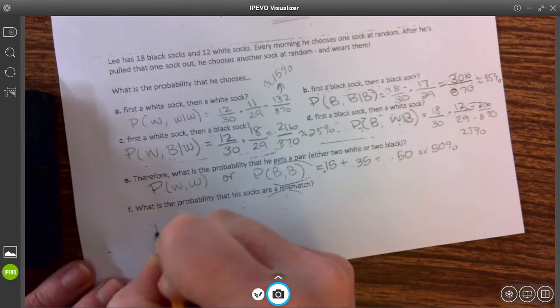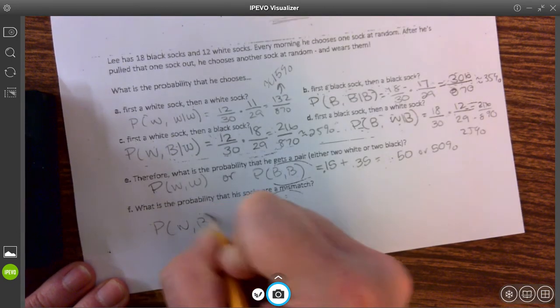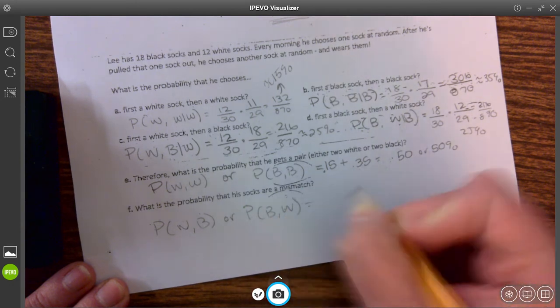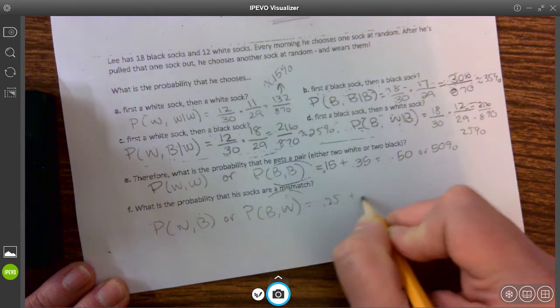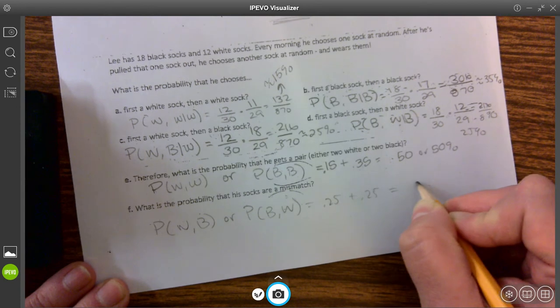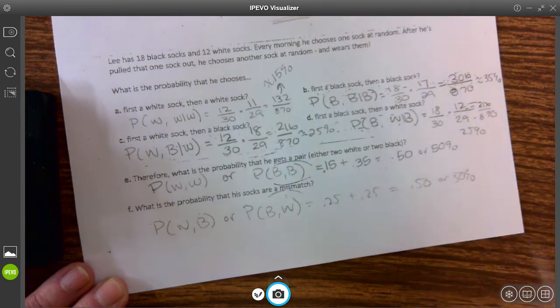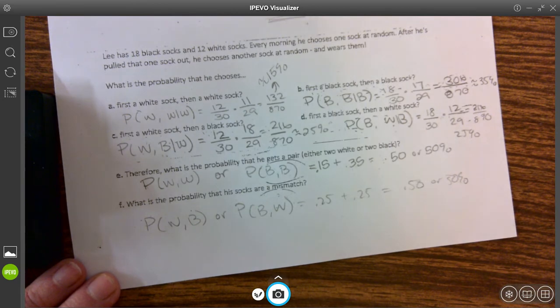What if you get a mismatch? That's a white and a black, or a black and a white. So that's 25% and 25%, which is 50% as well. Well, that makes sense. Those are your only options. So that is independent and dependent probabilities. Complete these notes and submit.